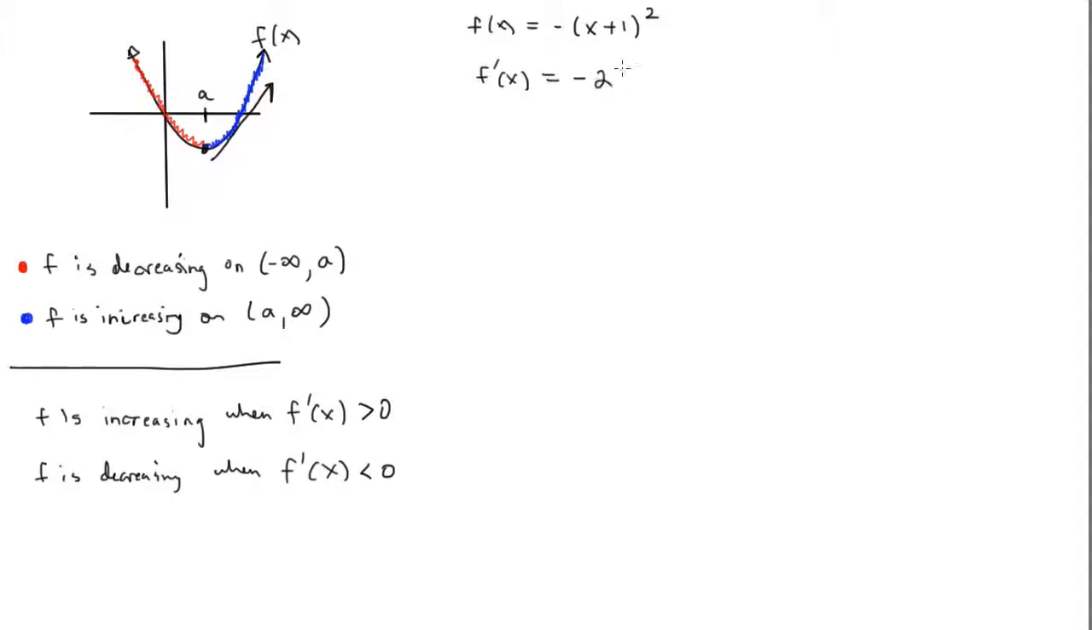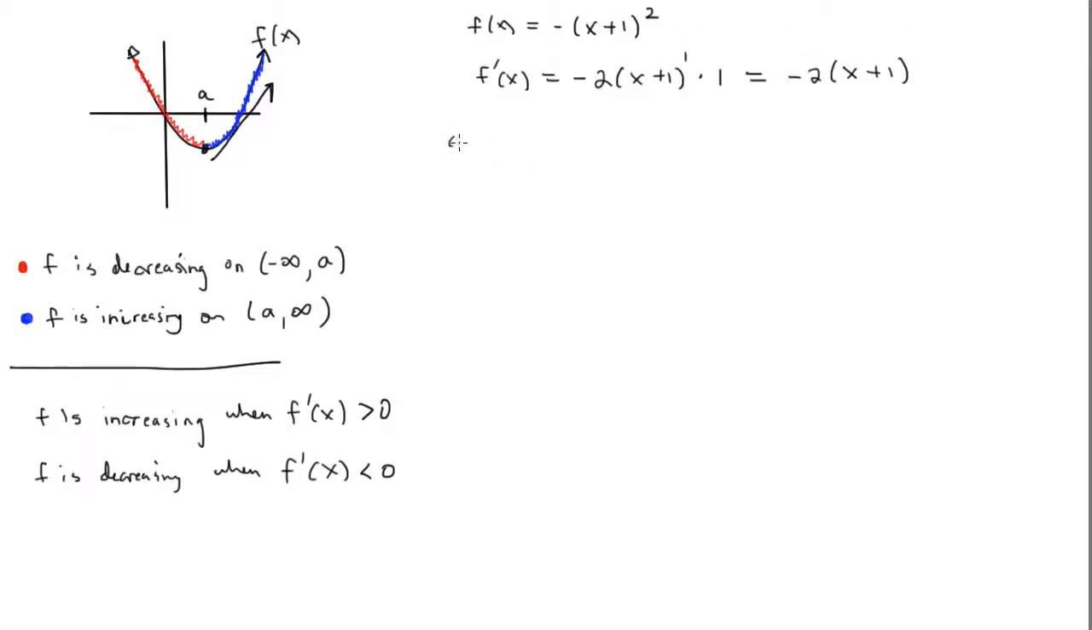And I get negative 2 times (x plus 1) to the first, times 1 by the chain rule. And so I'll just go ahead and do negative 2 times (x plus 1). Okay, so this function is my derivative.